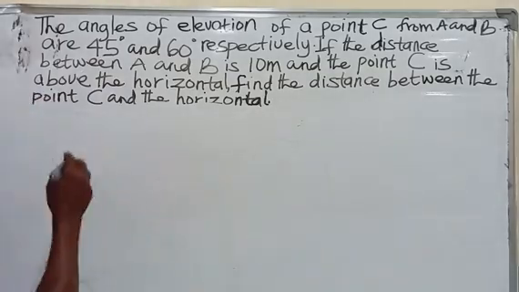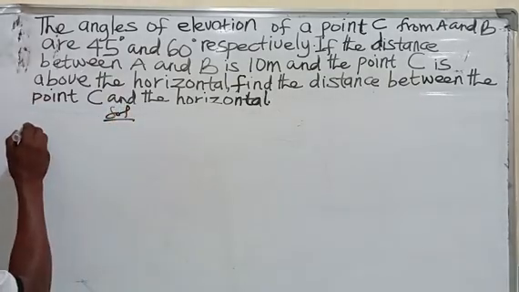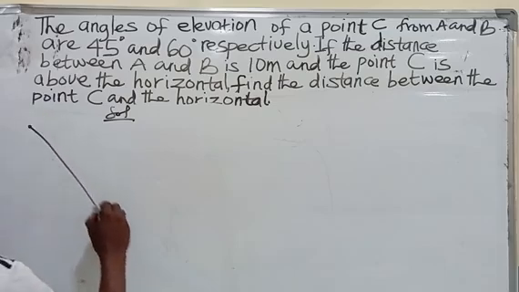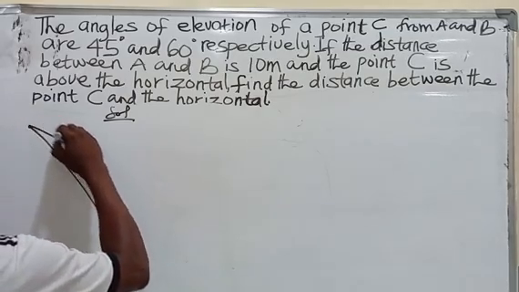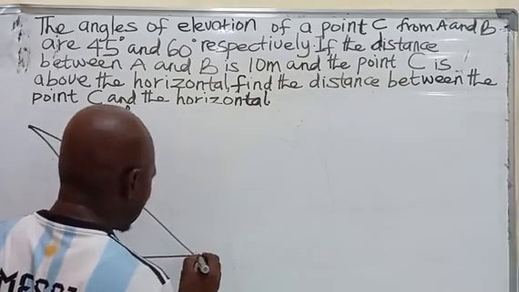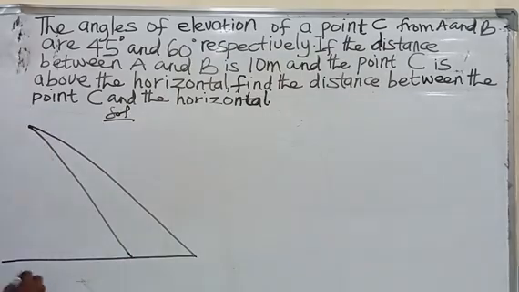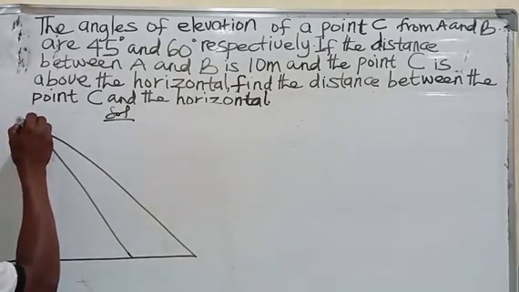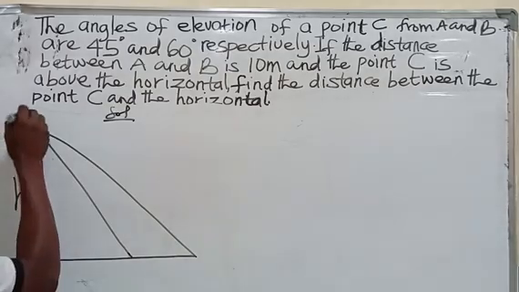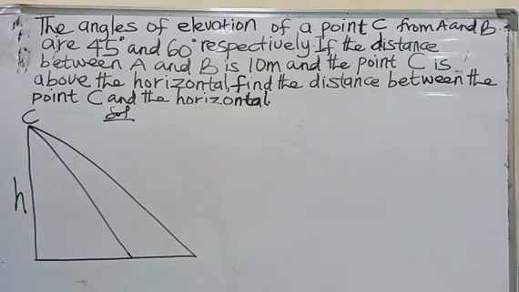So let's assume that this is the solution. This is the point C. So let's say one of them is standing here, and then the next person is standing somewhere here. This is the horizontal ground. And then this is the distance between the object and the horizontal ground. This distance is the same as the height of the object C. This is forming an angle of 90 degrees here.